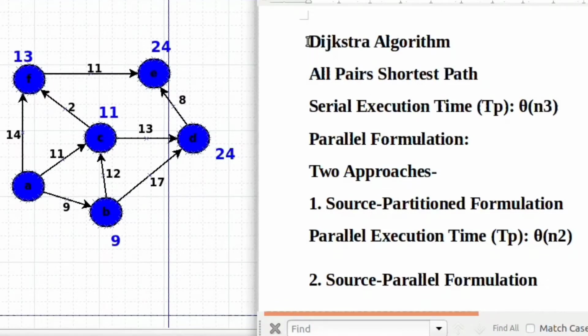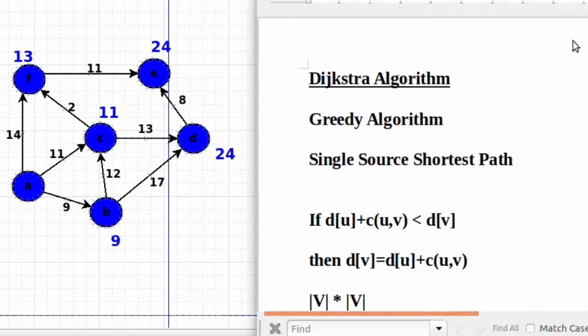In the last video, we have seen Dijkstra algorithm. We have also seen one example and there we have seen how to apply Dijkstra algorithm. So basically Dijkstra algorithm is used for single source shortest path. What do we mean by single source shortest path?